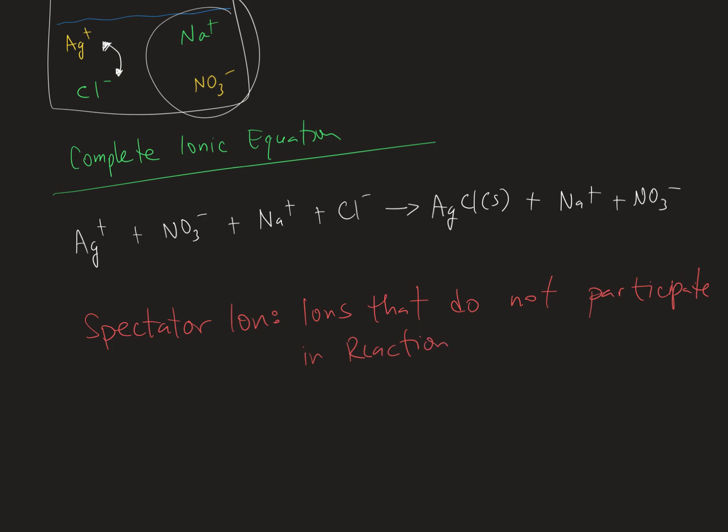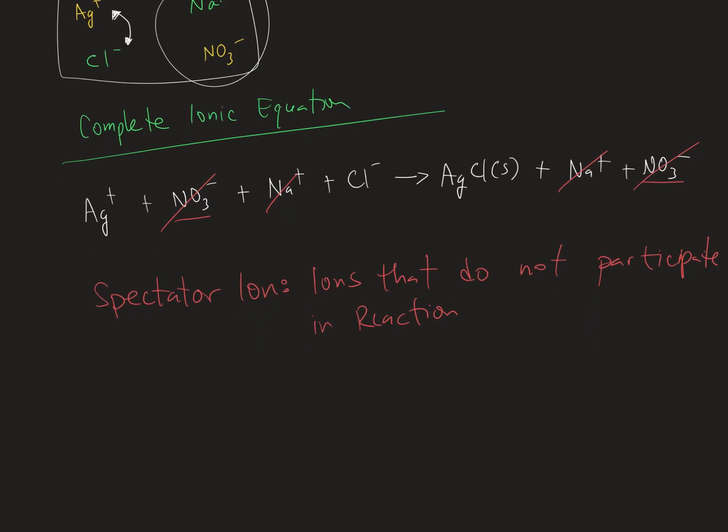So if they don't participate, let's get rid of them. Can you see a spectator ion here? NO3 minus. How do we know that's a spectator ion? Because it's in the products as well. It did not change. So we can get rid of them. You get rid of it, minus on one side, minus on the other side. They go away, right? What else is a spectator ion? Na plus. It appears the same way on both sides.